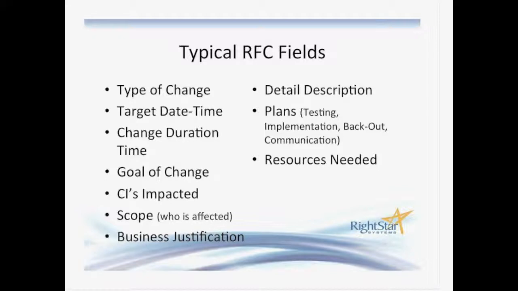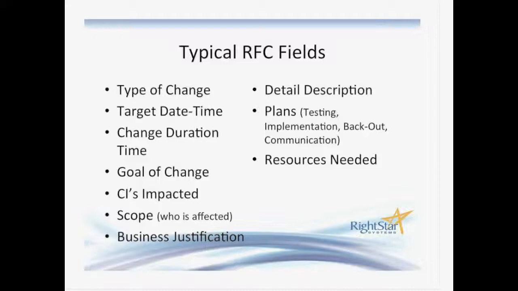Back up to, I guess, the fifth bullet point. We need to list what CIs are impacted. We might want to know the scope, what departments or who might be affected by this change. We, of course, want to know details of the change. And then the plans, as I mentioned, we want to see the test plan that was performed. What's the implementation plan, the steps that we're going to use to implement it?